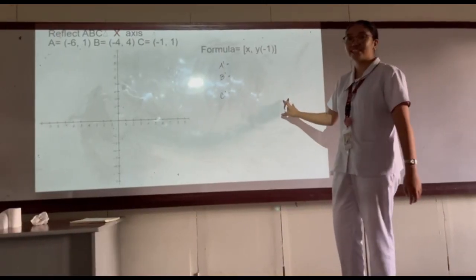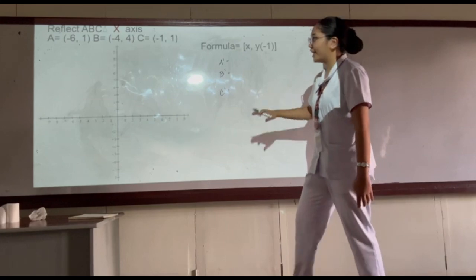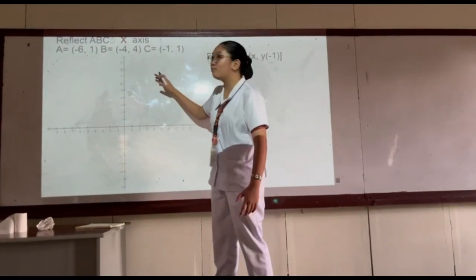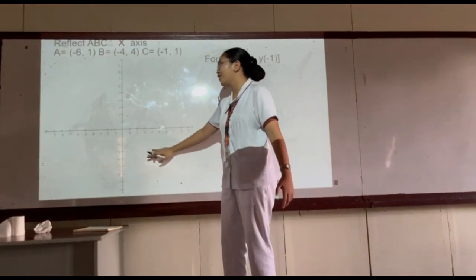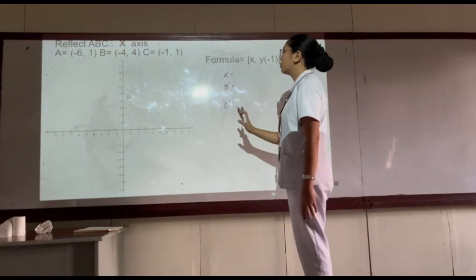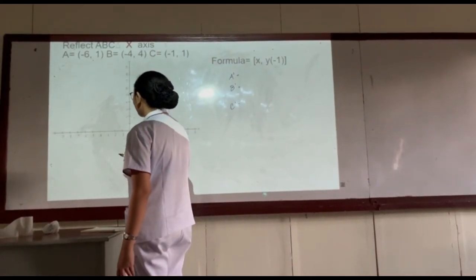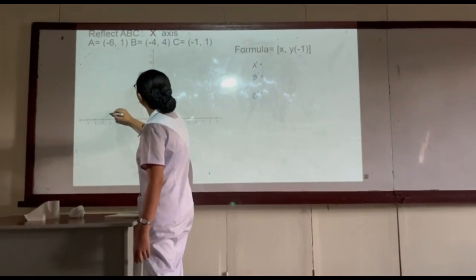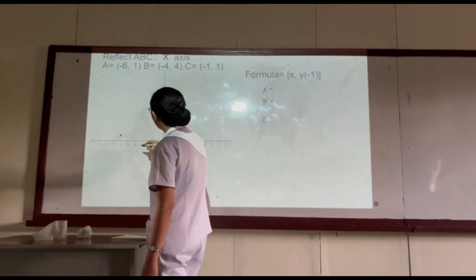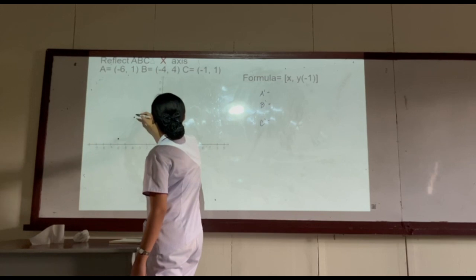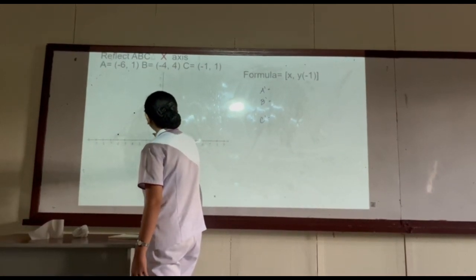Now we have the example on reflecting over the x-axis. If we reflected to the other side last time, now it will be reflecting over another axis. First, let's plot the coordinates. Negative 6 and 1. Negative 4 and 4, and negative 1 and 1.